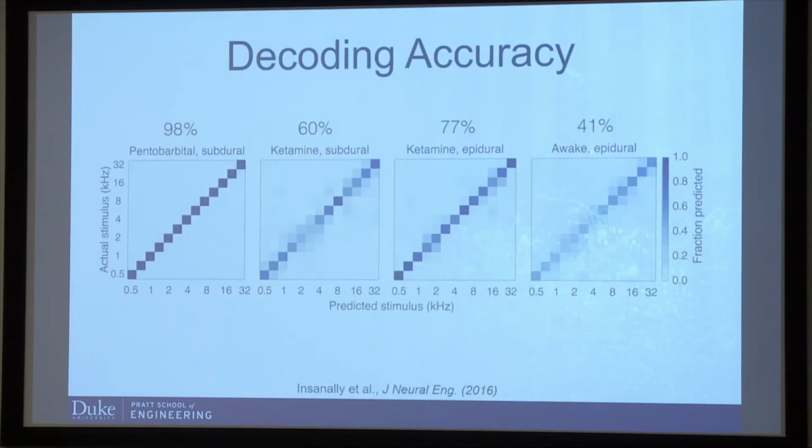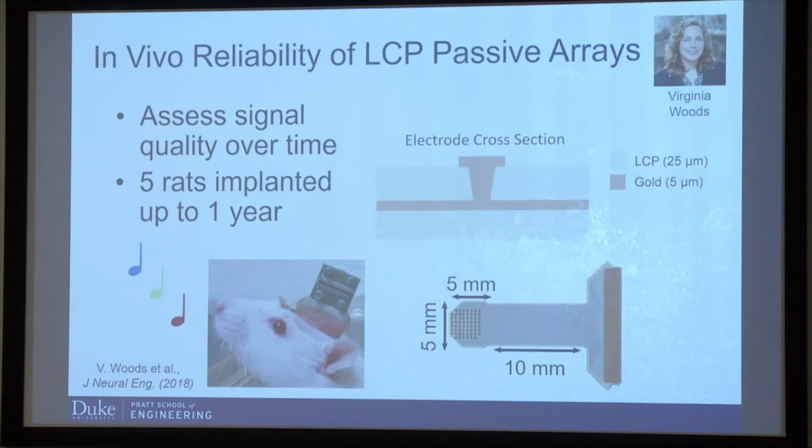We also did decoding, so we can feed in information from our evoked responses into a classifier and make predictions about new data about what sound the animal heard. And under pentobarbital anesthesia, we can do this with almost 100% accuracy, and that is we can predict exactly what sound the animal heard across 13 different sounds. Under different anesthesias, we get different responses, and then, of course, we get lower accuracy in awake animals that are freely behaving.